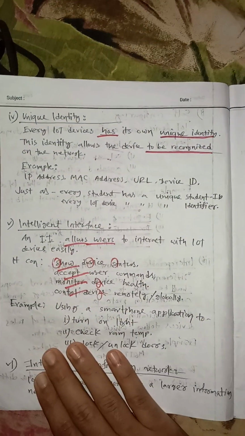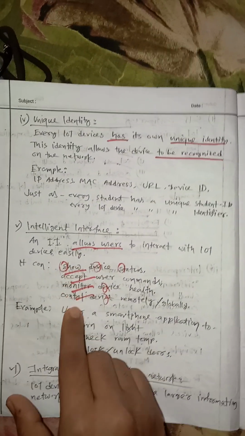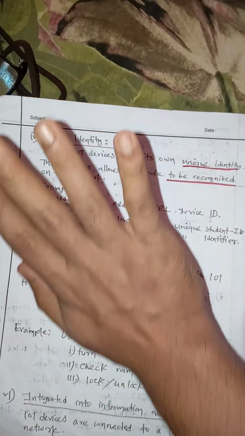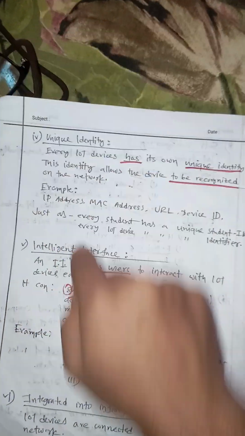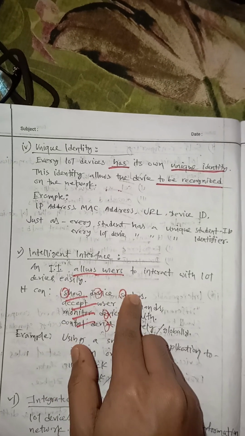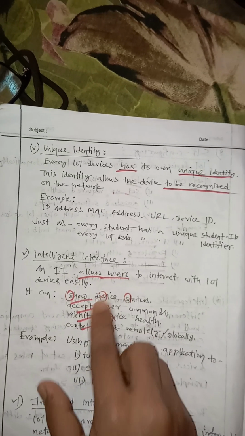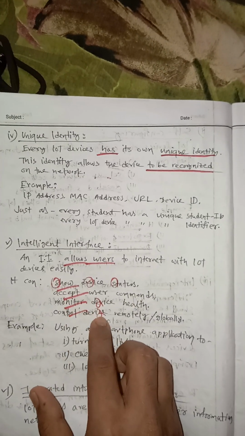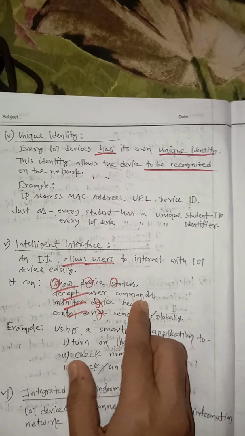An intelligent interface: show, accept, and monitor control. You can imagine it as a monitor, a computer screen. It shows device status, accepts user commands, monitors device health, and controls the device remotely. And this is an example.